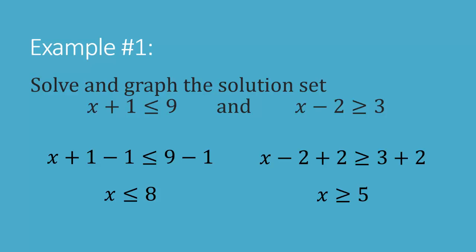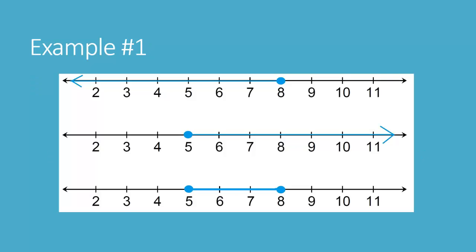And the best way to do it is to graph that. So first we graph the first one: x is less than or equal to 8.